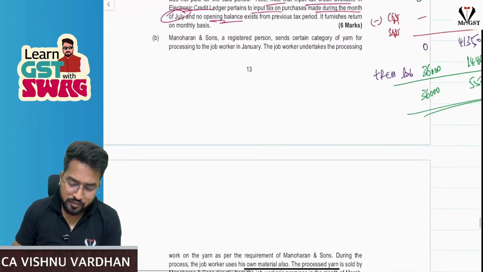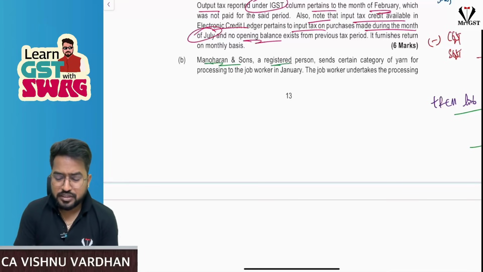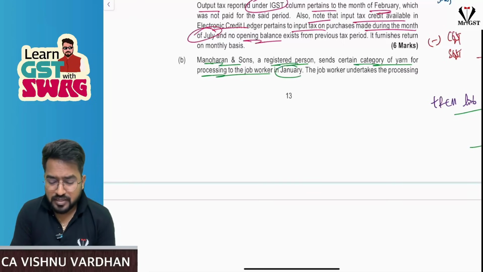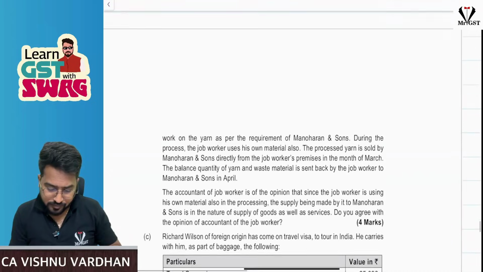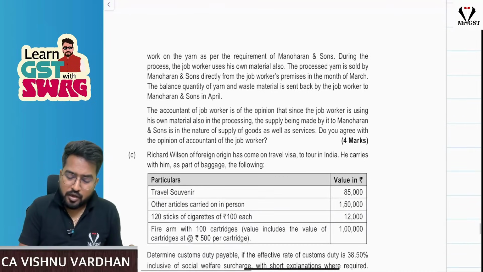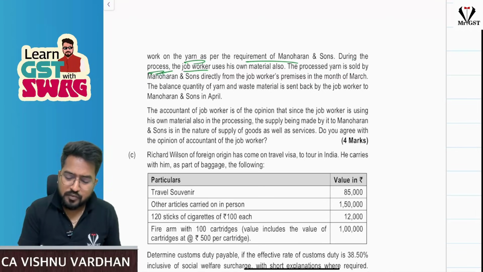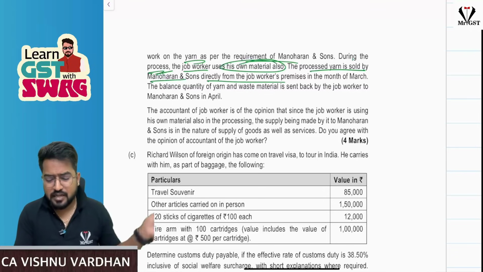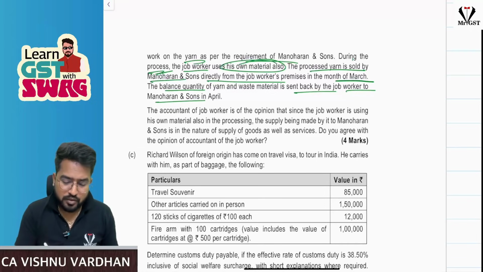So the next one, if you see, Manoharan and Sons, a registered person, sends certain category of yarn for processing to the job worker in January. The job worker undertakes the processing on the yarn as per the requirement of Manohar and Sons. During the process, the job worker uses his own material also. The processed yarn is sold by Manohar and Sons directly from the job worker premises in the month of March. Balance quantity is sent by the job worker to Manohar and Sons in April.